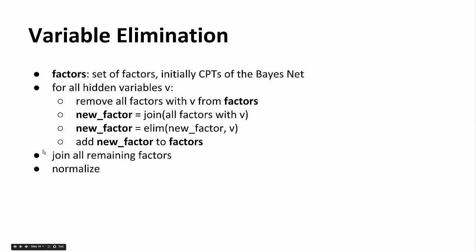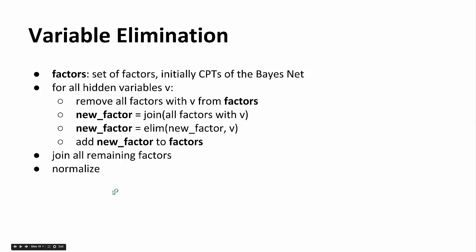After that, we'll have a set of factors that no longer depends on any hidden variables. We'll join up all of those, and then we'll normalize the distribution to find our solution. I don't have an example for that in this slide because it would probably take too long, but there is a how-to video that Professor Abbeel did that you can find on edX, where he goes step by step through this process, and it can be very helpful.